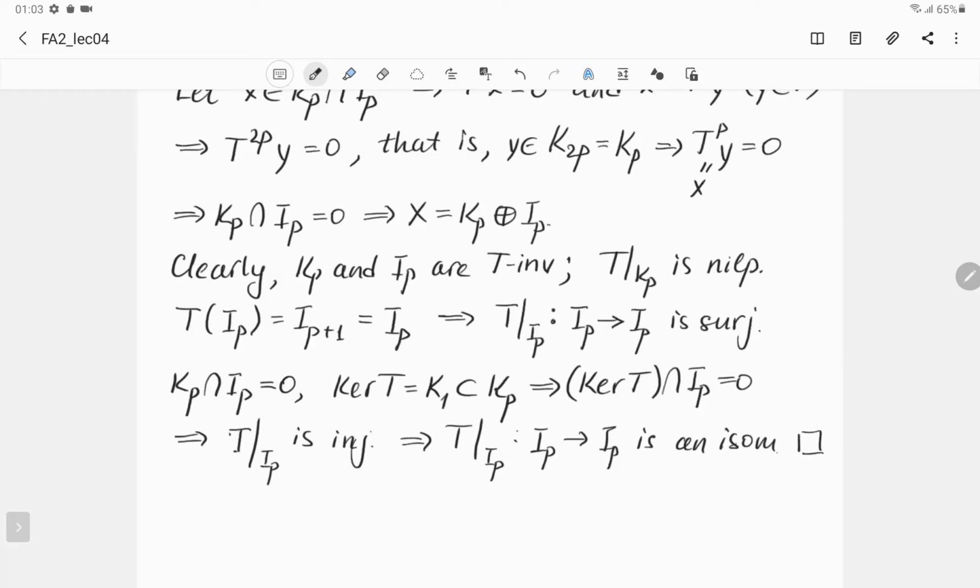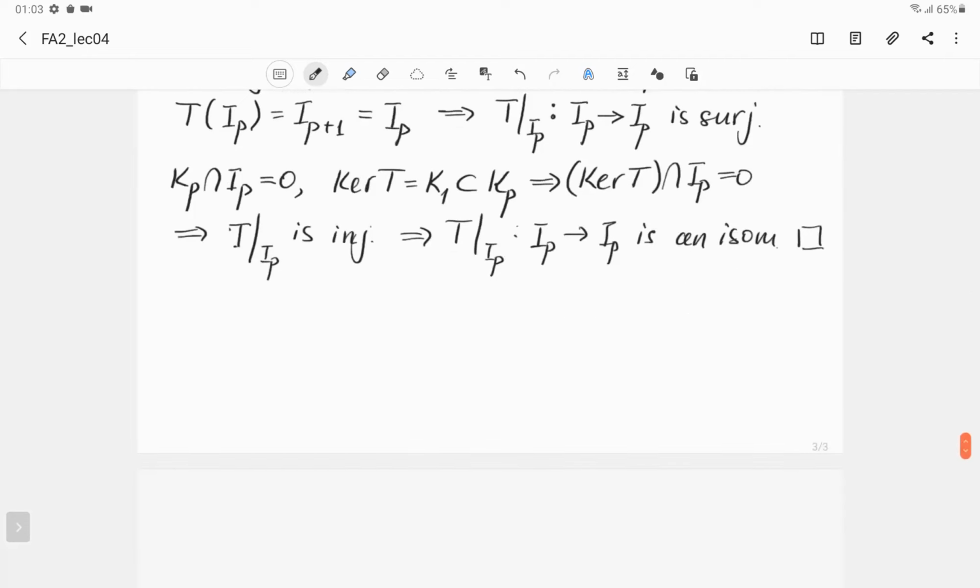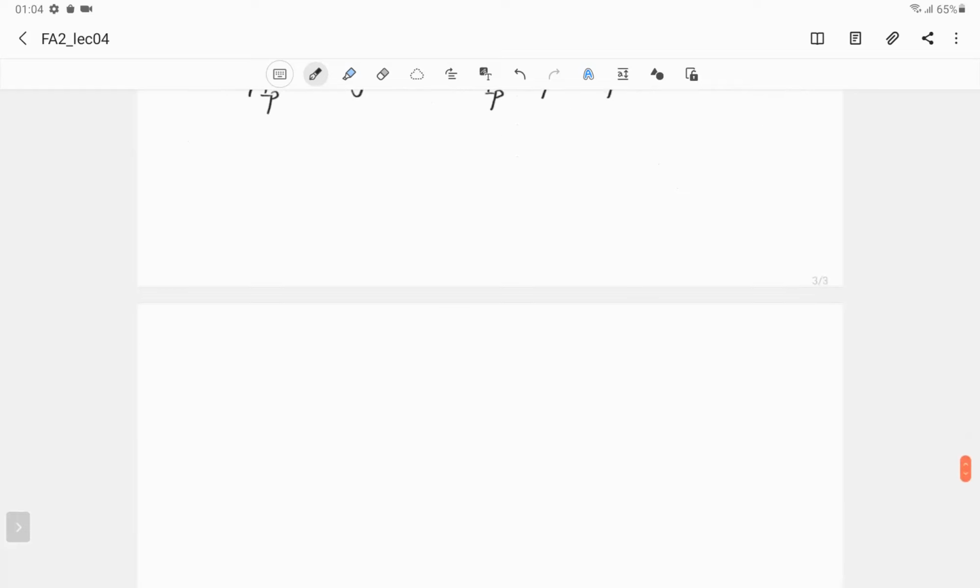Okay, so this is the end of our algebraic preparation. We can now prove the fundamental theorem of the Riesz-Schauder theory, which is due to Riesz.